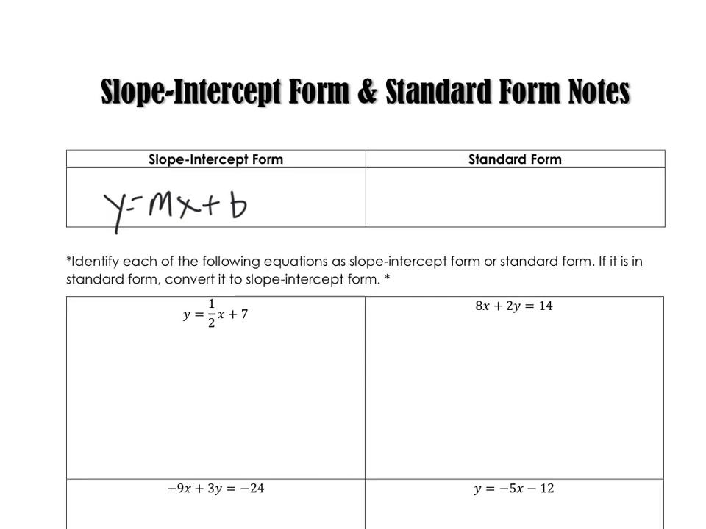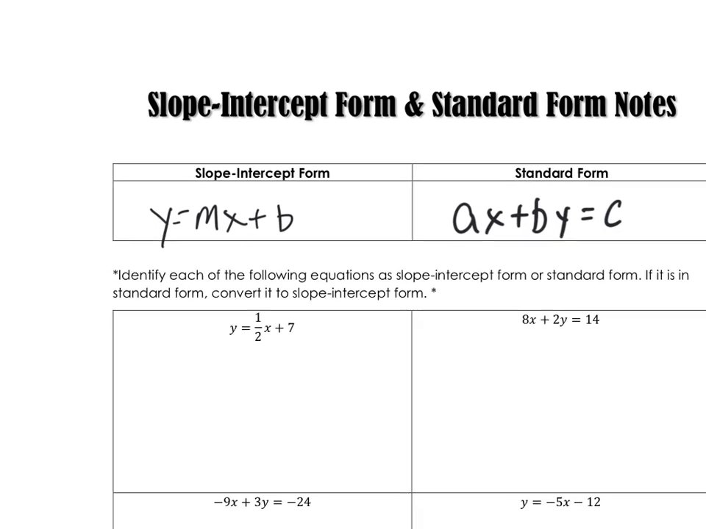All right, so standard form. Okay? Standard form is ax plus by equals c. Okay? So the m, the b, the a, the b, the c, they're all variables. I'm sorry, they're all the numbers. The x and the y is going to stay the same. So all those letters stand for numbers.